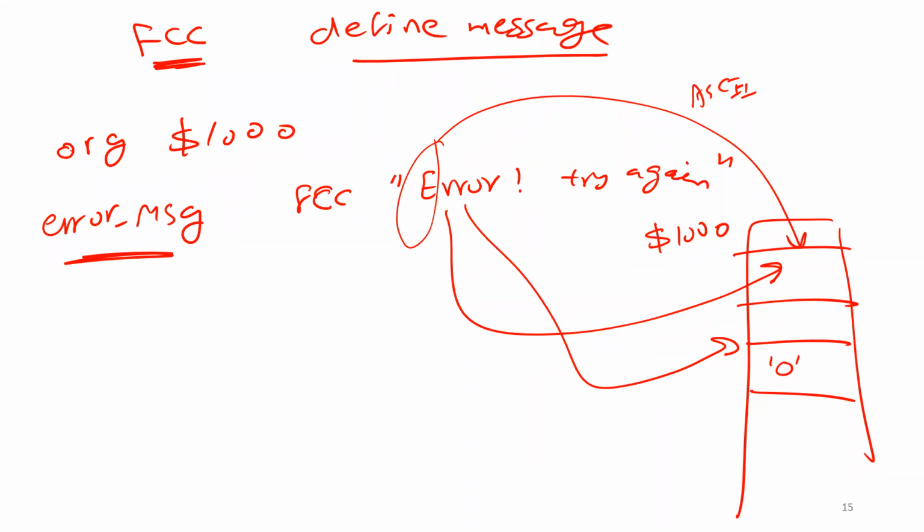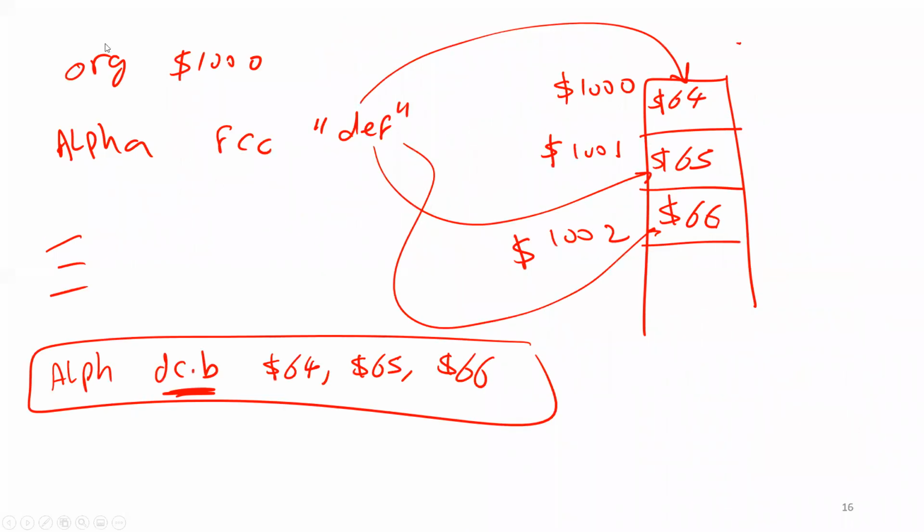Okay. So the question is how these messages are gonna be stored in memory. Okay. So starting from this location, we are gonna store the ASCII code of each character. I think I have another example. Yeah. So look here, guys. I say org 1000, a name, any name, alpha, FCC, quotation, GEF. So this is a message, GEF.